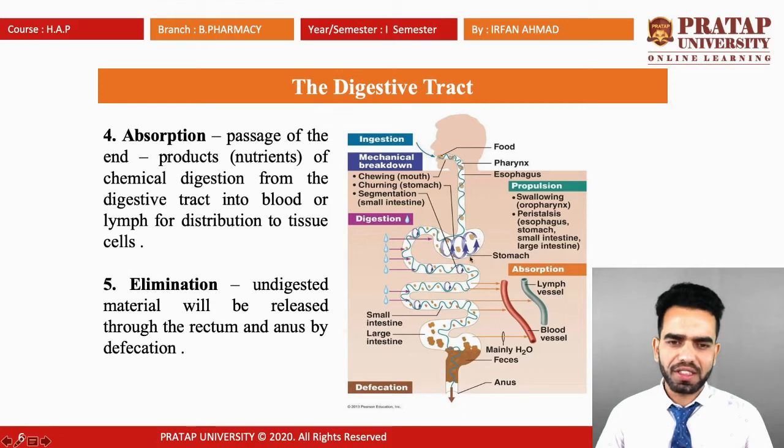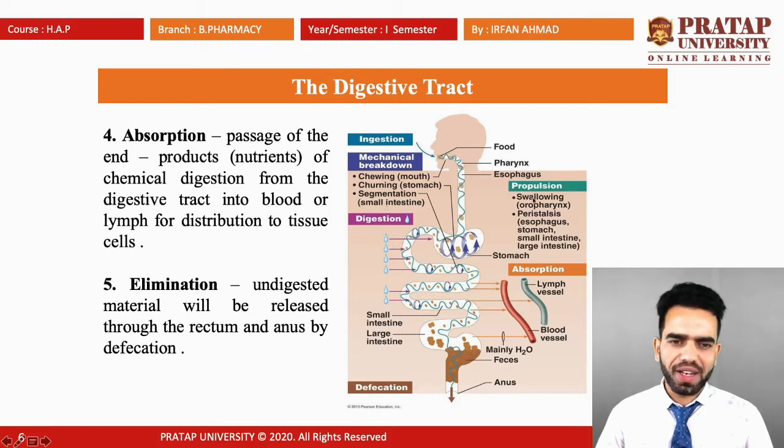You can see this is the churning movement of the stomach, these arrows indicate the churning movements of the stomach. Okay, so in mouth there occurs chewing, in stomach there occurs churning, and in small intestines there occurs segmentation. So these are all the mechanical breakdowns. Okay, then there is a propulsion.